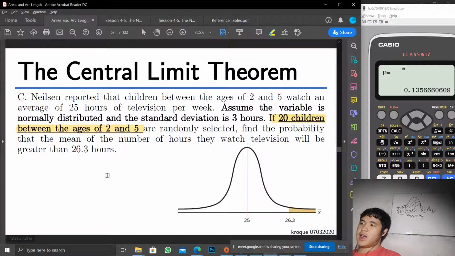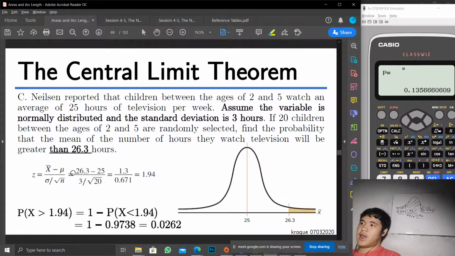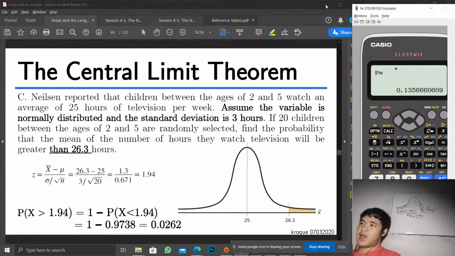So let's do the usual method. Draw the figure, then get the z-score using the central limit theorem. We get 1.94. Then we get 1 minus P of less than 1.94, because it is greater than. So 1 minus that, you'll get 0.0262. But there is also a shortcut for that, guys.